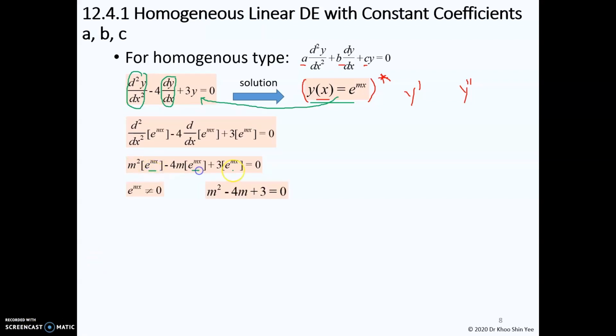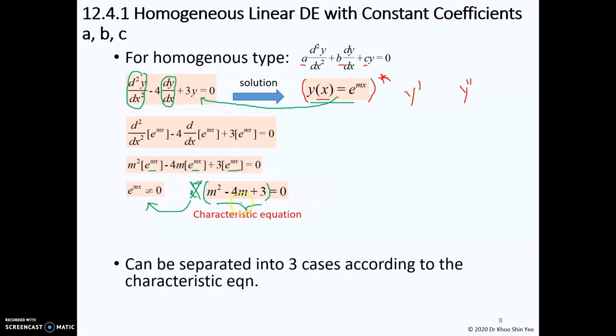Then you can extract the exponential mx outside like this, multiplied with m squared minus 4m plus 3. Since we know that the exponential mx cannot be equal to 0, to make the equation equal to 0, we need to let m squared minus 4m plus 3 equal to 0. So this is the characteristic equation where we can find the m from here. From the characteristic equation, you can solve the quadratic equation to find the m.